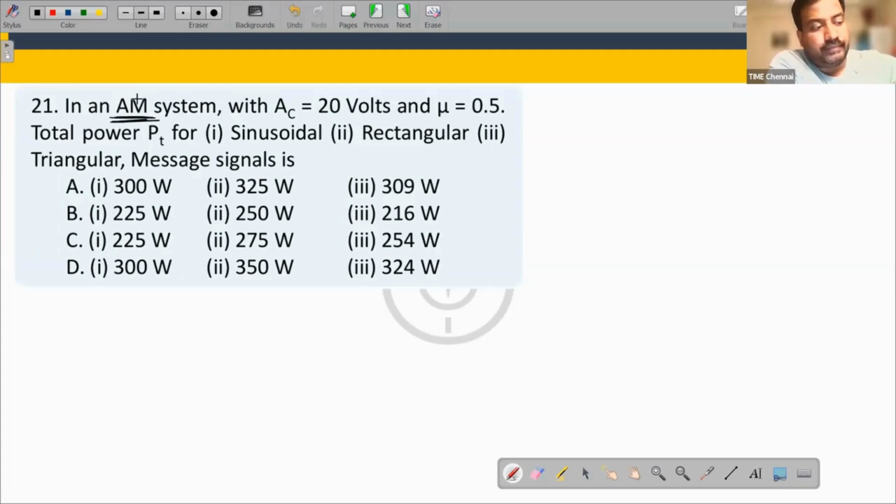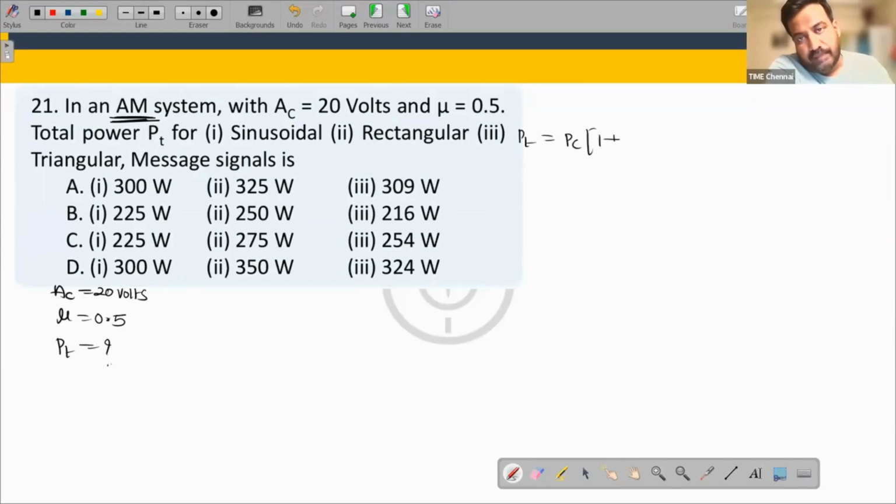Next question. In a time system, AC is 20 volts, mu is 0.5, find PT. PT is PC into 1 plus mu square by 2 for sinusoidal input.